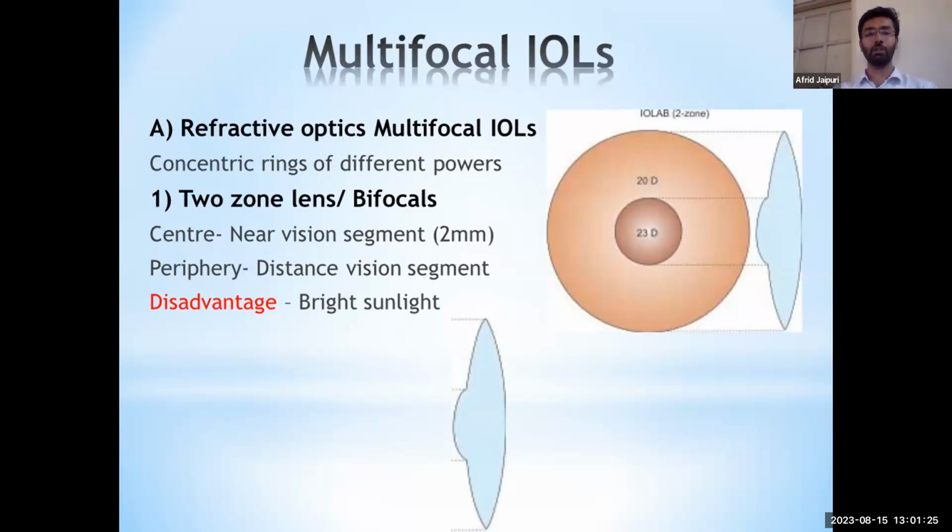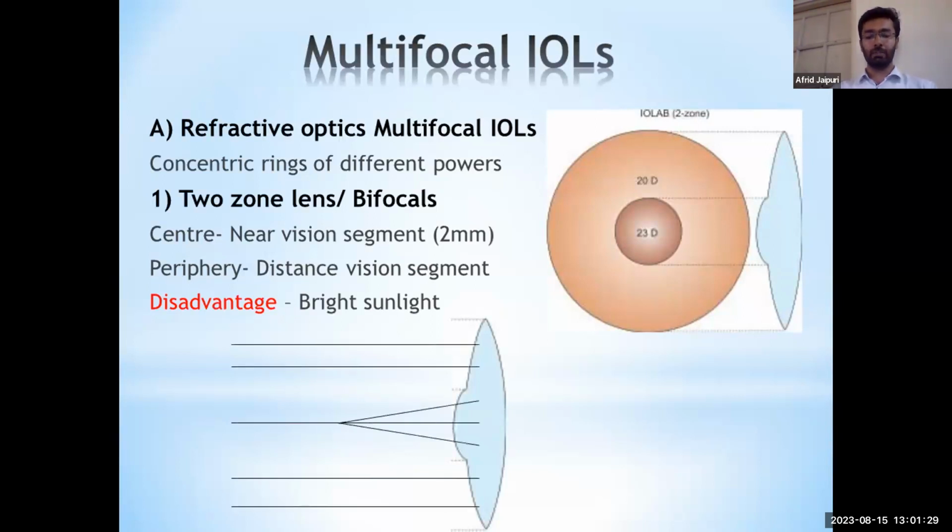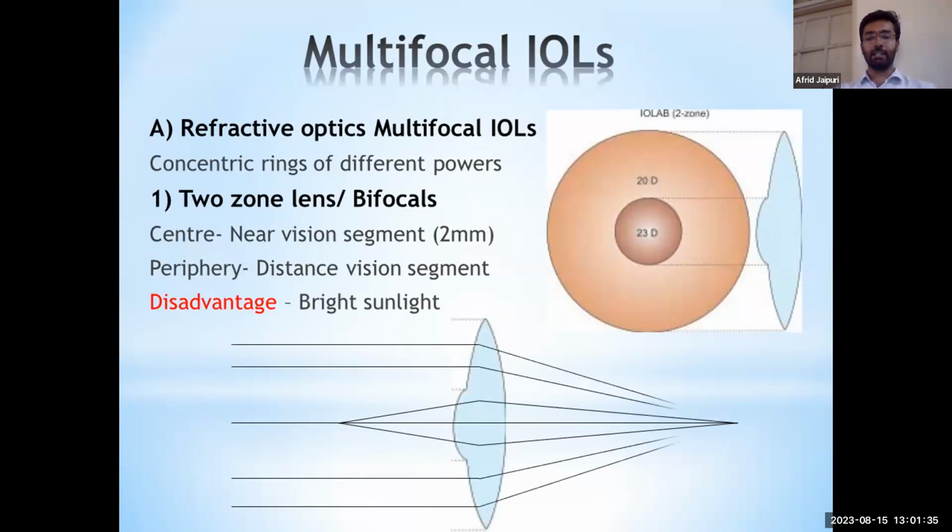The bifocals or two-zone lenses have a central near vision segment of 2 mm, which is used for near vision, and a peripheral distant vision segment. The disadvantage of these lenses is that in bright sunlight, when the pupil constricts, the peripheral segment is occluded, and hence the distance vision is hampered.